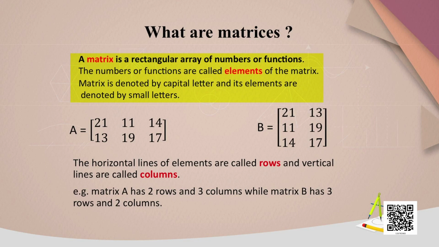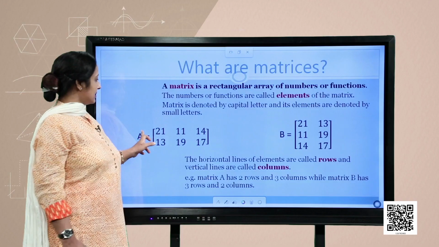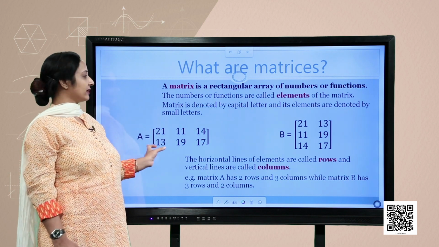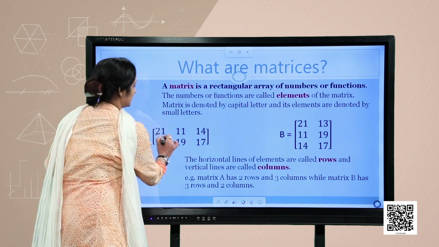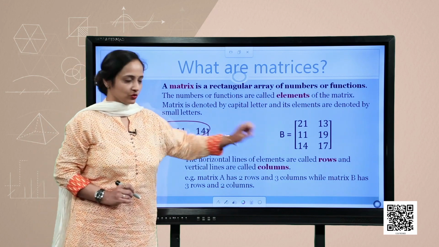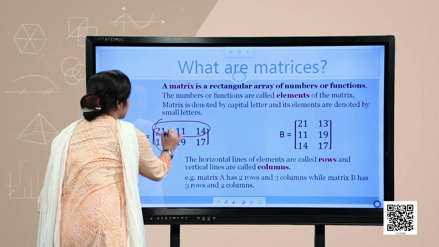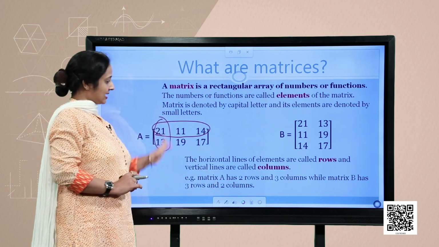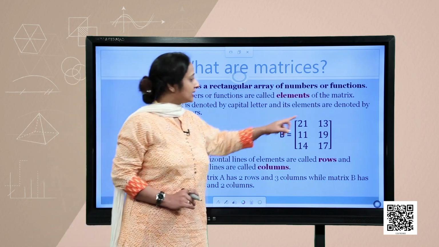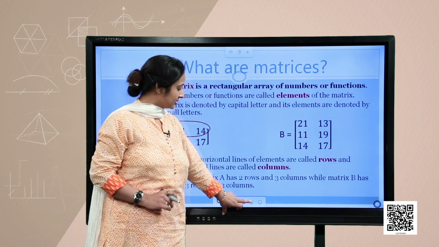A matrix is a rectangular array of numbers or functions. Array means arrangement. The numbers or functions are called elements of the matrix. A matrix is denoted by a capital letter and its elements are denoted by small letters. Like these two matrices have been considered as matrix A and matrix B. The horizontal lines of the elements are called rows, and the vertical lines are called columns. So matrix A has 2 rows and 3 columns. Similarly, matrix B has 3 rows and 2 columns.